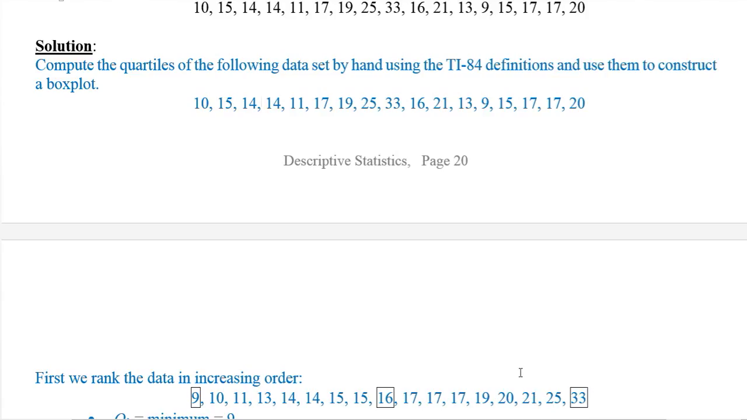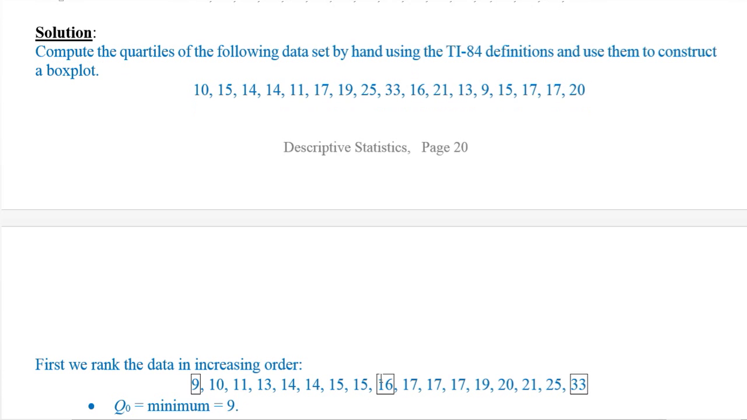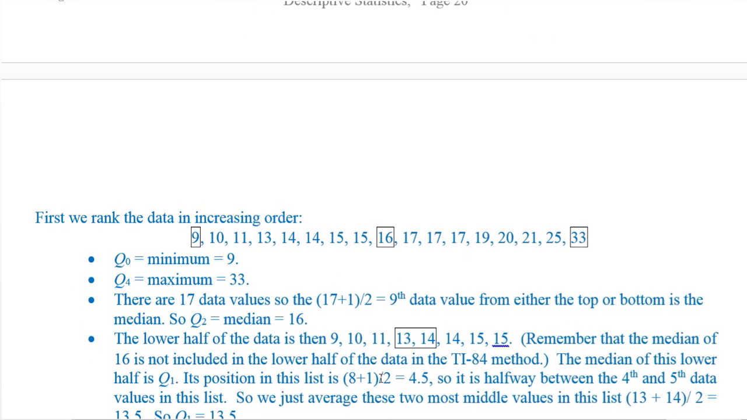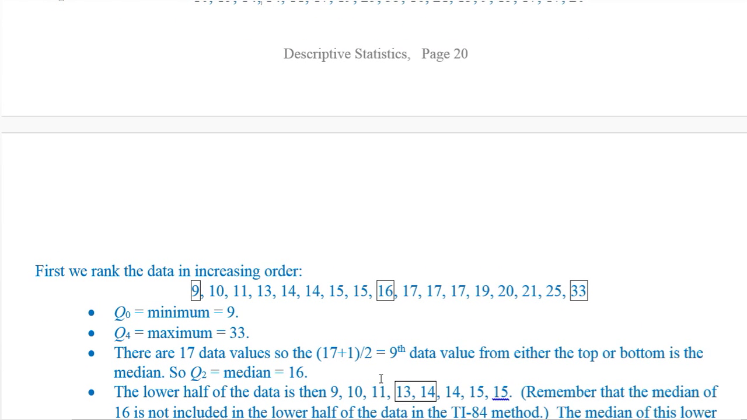17 plus 1 is 18, divided by 2 is 9, so the 9th one from the bottom should also be the 9th one from the top. 1, 2, 3, 4, 5, 6, 7, 8, 9. That's the 16. From the top, 1, 2, 3, 4, 5, 6, 7, 8, 9. That's the 9th one from the top. So 16 is the same distance from the top and the bottom in terms of this ranked list. So there are the same number of data points above and below. Almost half, right? Half if you don't count the 16. Half is below and half is above. So that 16 is the median.